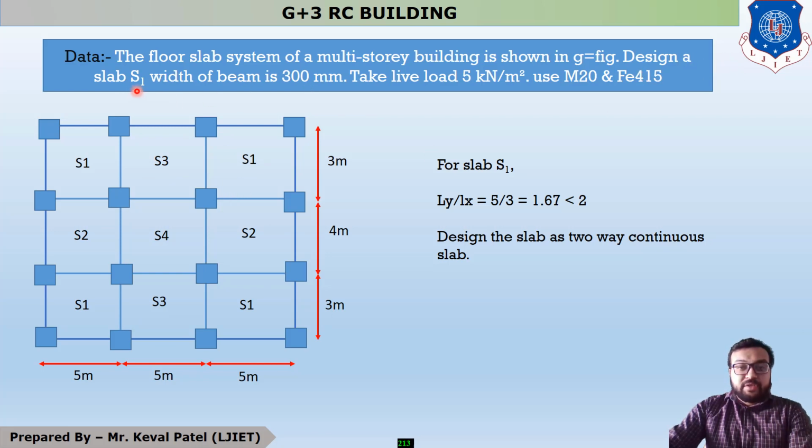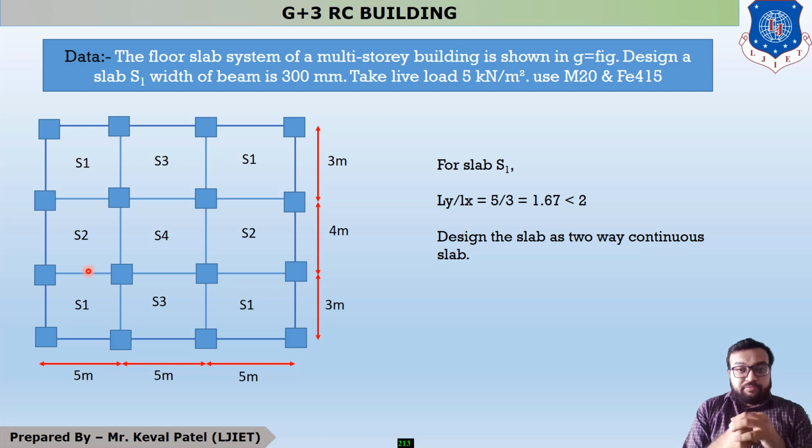Design slab S1. So students, you can see in this figure that slab S1, your four-corner slab, is to be designed. In this question, you have to design only one slab. If you design this slab, it means you also design this slab, this slab, and this slab. If you design one slab, it means you have designed four slabs which are similar in this figure. But it is not necessary from the GTU point of view.